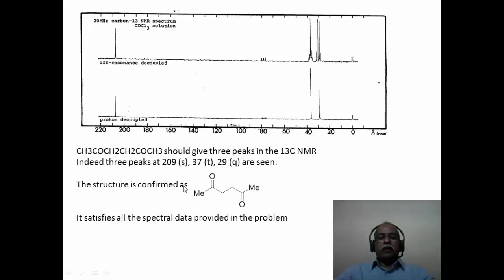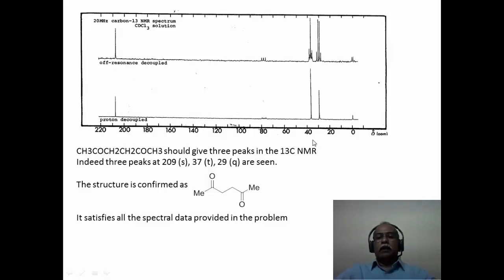Let us see if the carbon-13 spectrum also supports this notion. This molecule being symmetrical, you should see only 3 signals in the carbon-13 spectrum: CH3, CO, and CH2. In fact, the CO is seen around 209 ppm as a singlet in the half resonance spectrum, which would correspond to a ketonic compound.